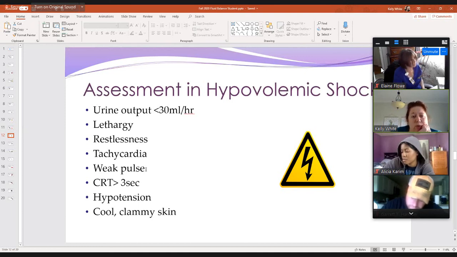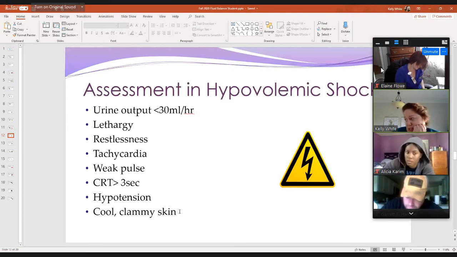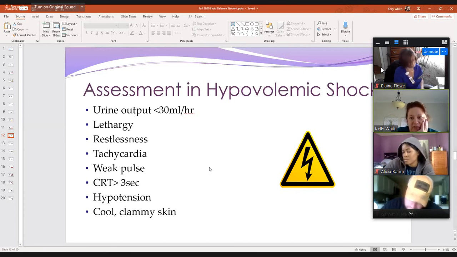You're going to see that weak pulse. You're going to have that delayed capillary refill time, and you may see that cool, clammy skin. So if you have that patient in hypovolemic shock, you're going to essentially treat what the cause was. You want to stop that massive bleeding somehow.